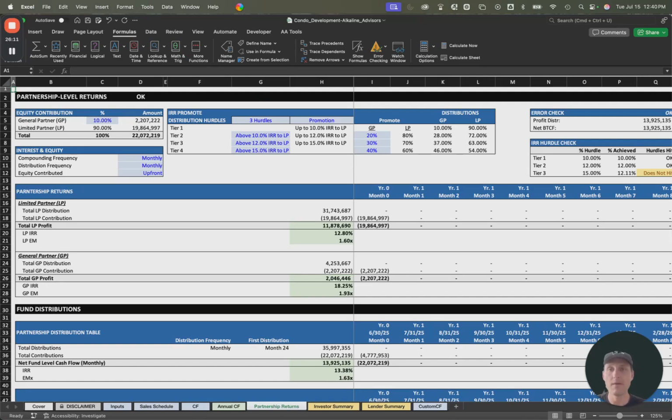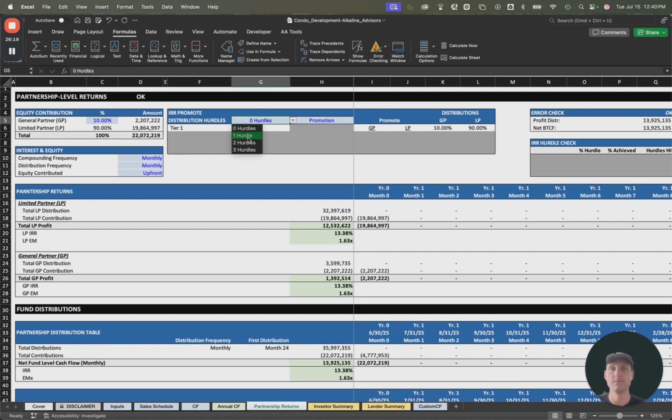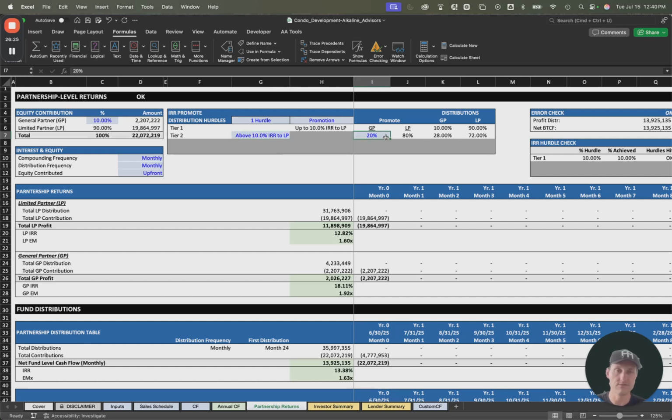We can choose how many hurdles there are in the promote structure between the LP and GP. You can say there are no hurdles, so it's all pari passu. There's one hurdle, meaning that the pref rate of 10% needs to be hit for the LP before the GP receives their promote. Doesn't even necessarily need to be a promote, though. Right now it would be a promote, right? So the GP would get 20% of the returns over 10% preferred return to the LP. They get that free 20%.